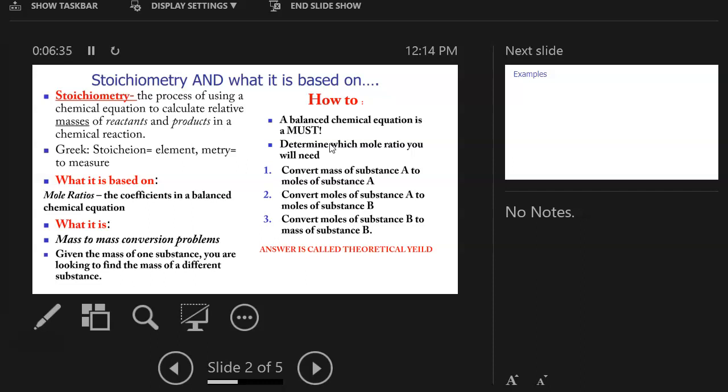So mass A to moles A to moles B to mass B. And this is where that molar mass comes into play. We're going to use that again. At the end of our stoichiometry problems, our end result is called the theoretical yield, because this is theoretically what should be produced, okay, if everything went perfect in the lab.